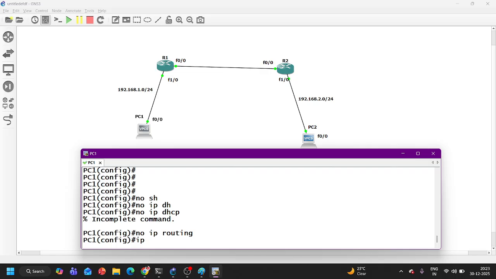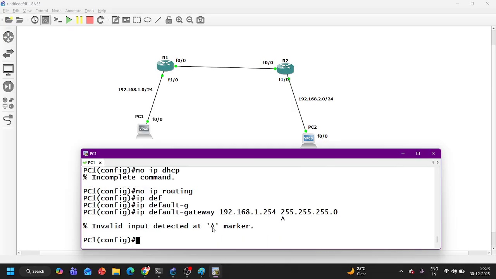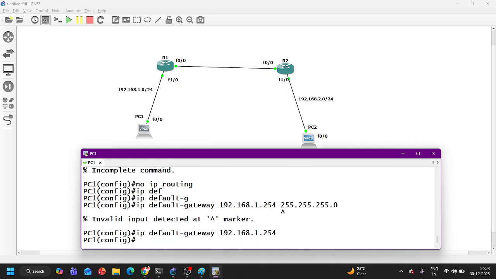Whatever resources we have on the router, if you want to install a Windows operating system there, you can do that. That is hardware. Some routers support virtualization, some routers don't support it. No IP routing, IP default gateway. Default gateway will be 192.168.1.254, the last IP address from the subnet as the gateway.